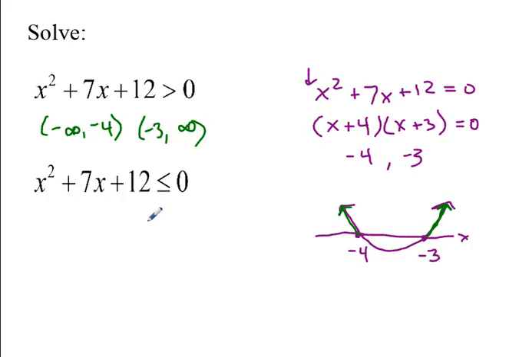The next part asks, when is it less than or equal to 0? Well, it's equal to 0 at these two spots, and it's less than when we're underneath the x-axis. So our answer is going to include square brackets because we've got the equal sign. It includes -4, and everything in between -4 and -3, it also includes -3.